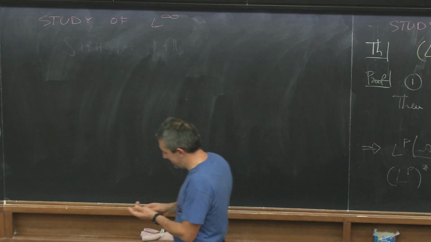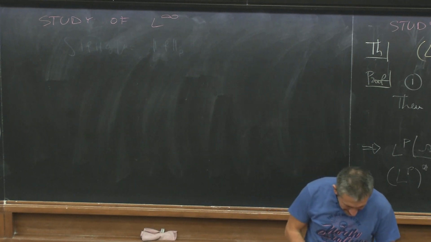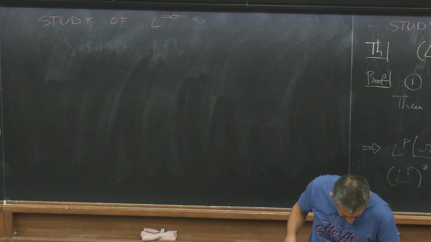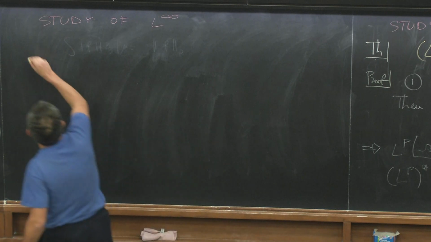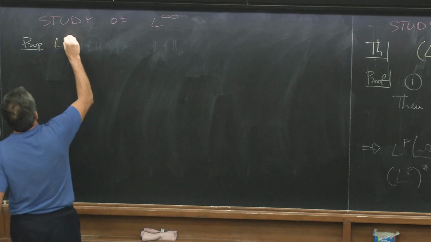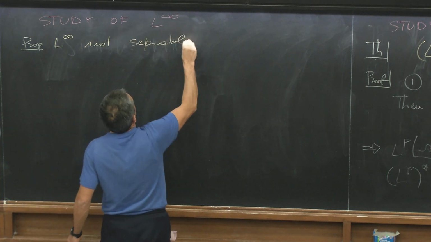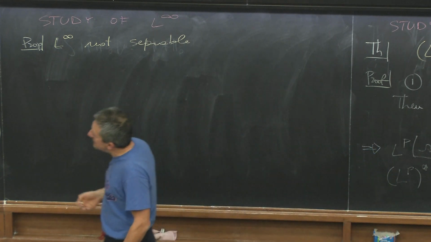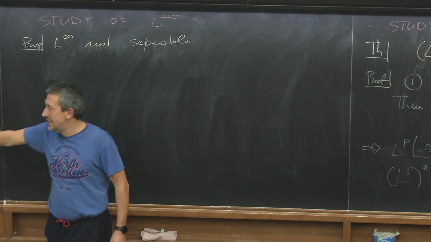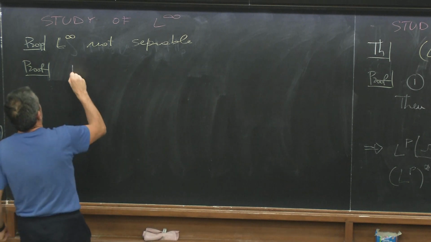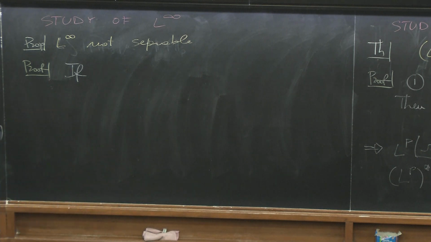L infinity is non-separable. Let's start with this one. So the proof is inside here. If the cardinality, well, the cardinality means how many different sets you may have.